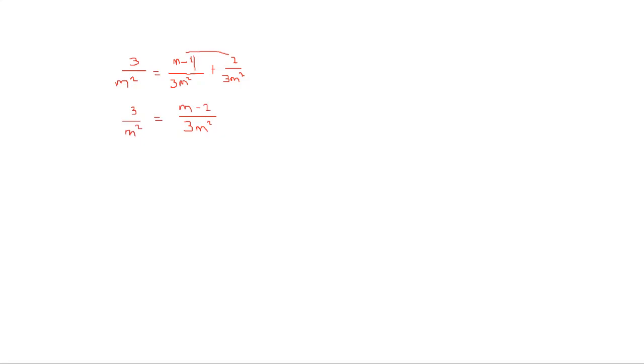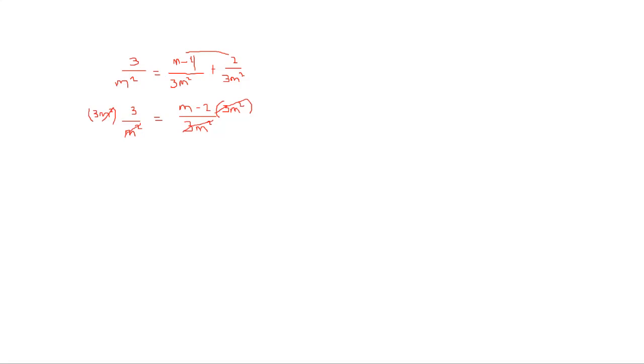And now I could just cross multiply and solve, or I could go ahead and multiply both sides by the same thing. I'm going to multiply both sides by 3m squared because I want to get rid of those fractions if I can. Watch what happens here. On the right side, the 3m squared cancels out the denominator, and on the other side, the m squareds cancel out.